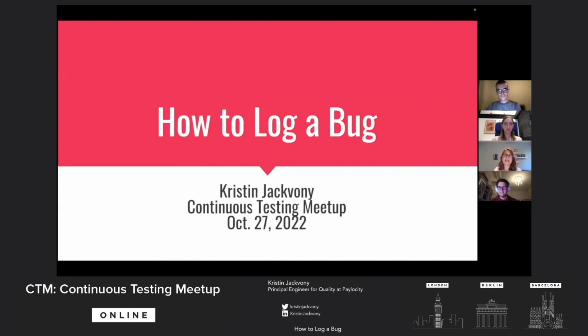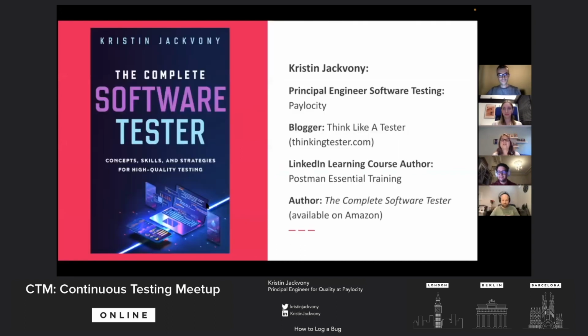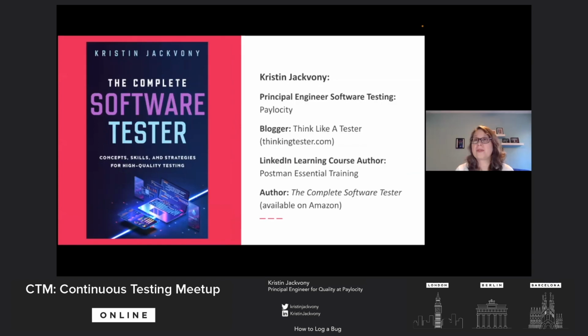So a little bit about me before we get started. I am a principal engineer for software testing at Paylocity, which is an HR and payroll software company. I have a blog called Think Like a Tester, which you can find at thinkingtester.com. I'm also a LinkedIn Learning course author. I've got a course called Postman Essential Training. And then finally, I am the author of the book, The Complete Software Tester, which is now available on Amazon.